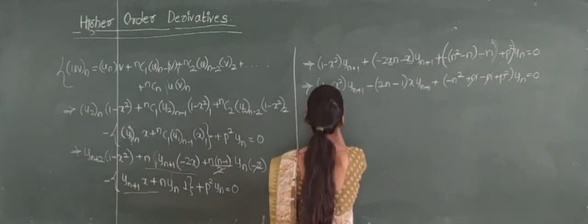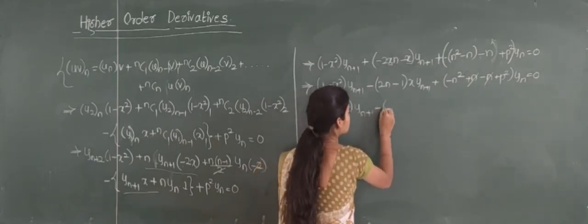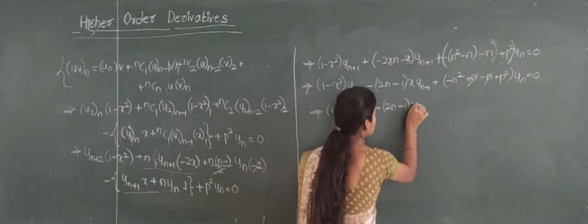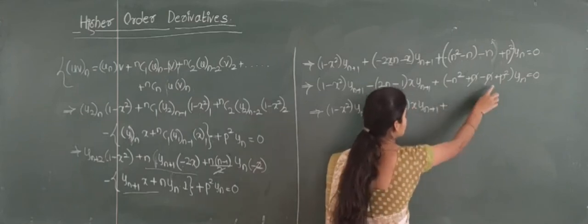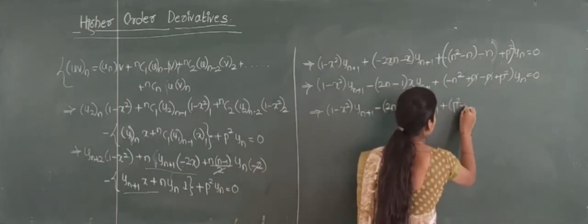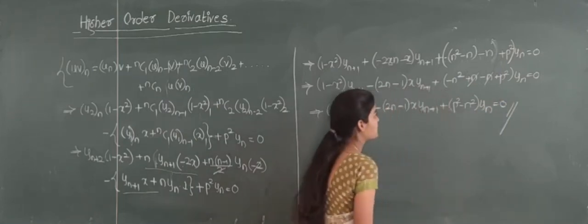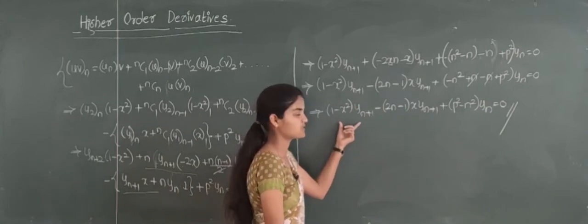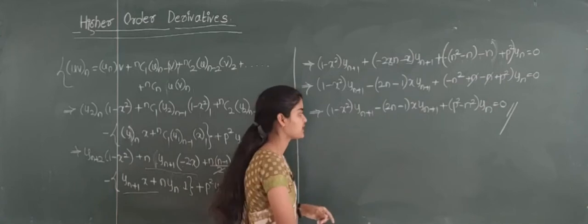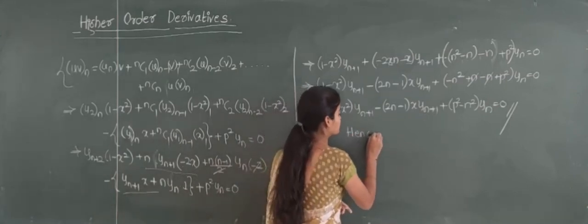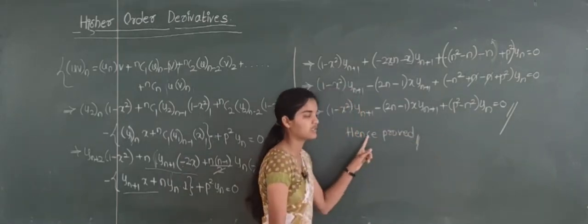Therefore our final solution is: 1 minus x square into y(n+2), minus (2n plus 1) into x into y(n+1), plus (p square minus n square) into yn, and this is equal to 0. So our final solution is this. From the given x and y we have proved the result, and hence we can write: hence proved. Yes, this is our final solution.